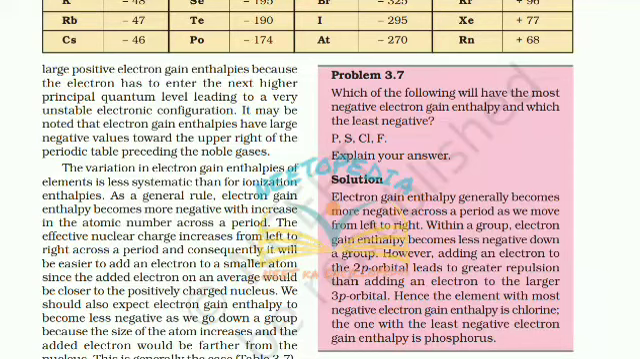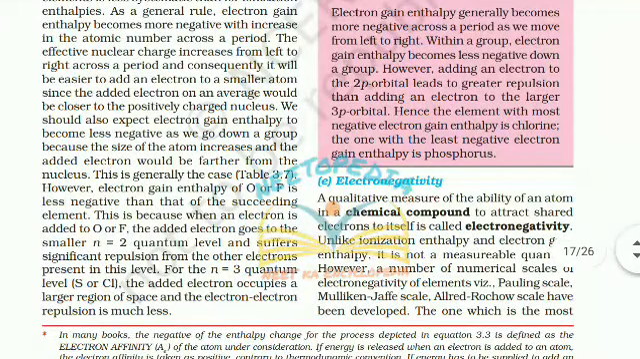Problem 3.7. Which of the following will have the most negative electron gain enthalpy and which the least negative? Phosphorus, sulfur, chlorine, fluorine. Explain your answer. Solution. Electron gain enthalpy generally becomes more negative across a period as we move from left to right. Within a group, electron gain enthalpy becomes less negative down the group. However, adding an electron to the 2p orbital leads to greater repulsion than adding an electron to the larger 3p orbital. Hence, the element with the most negative electron gain enthalpy is chlorine and the one with the least negative electron gain enthalpy is phosphorus.